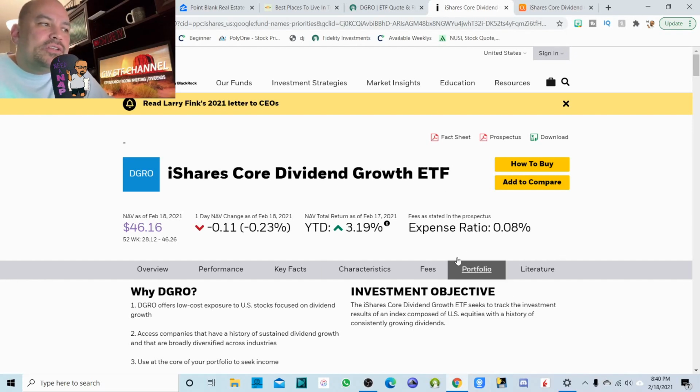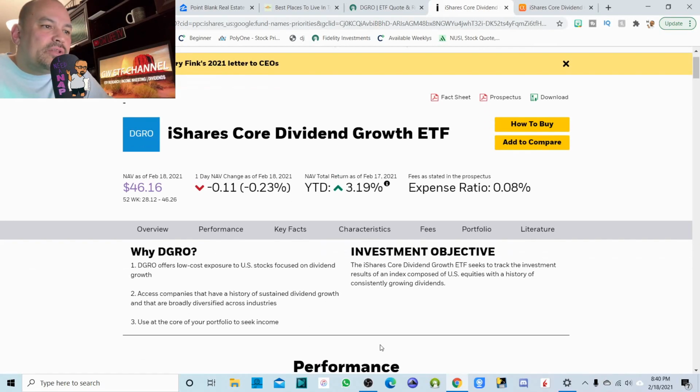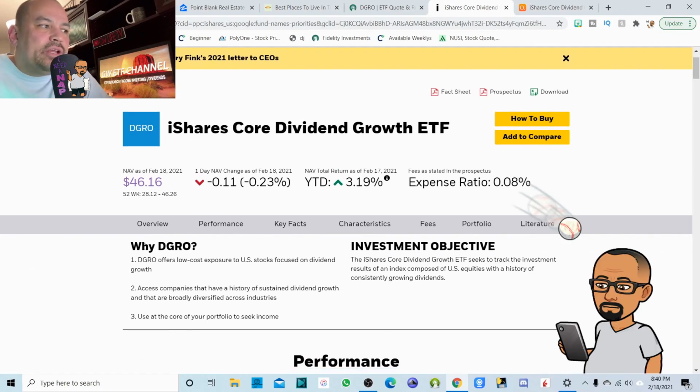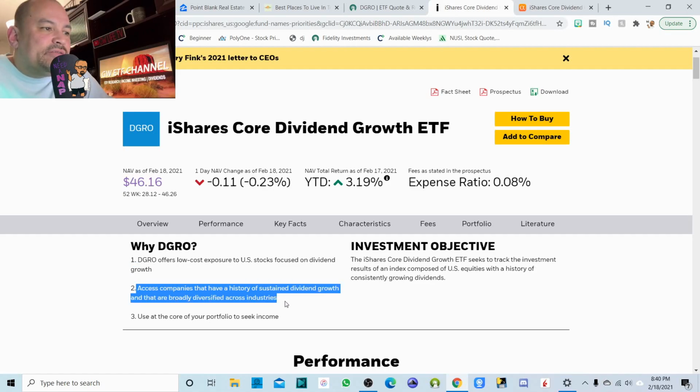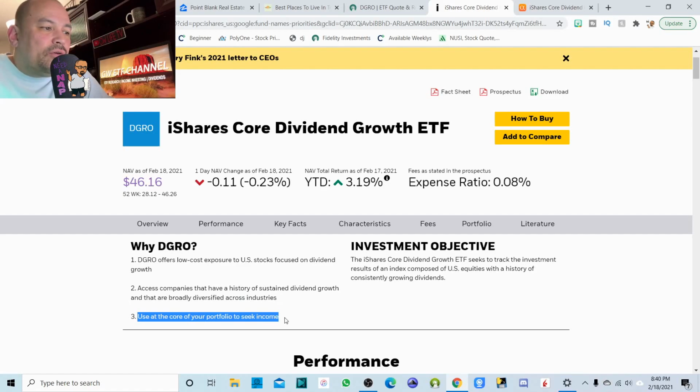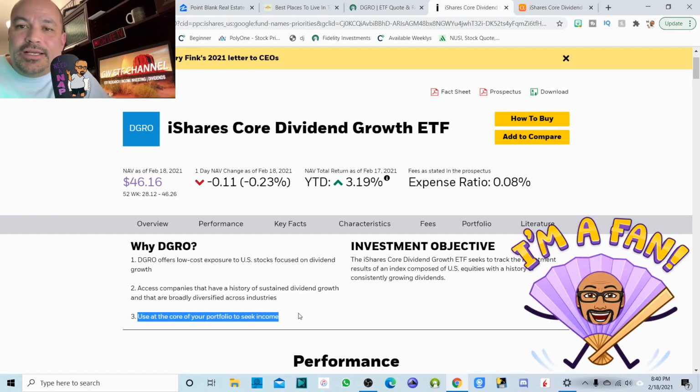The first thing I like to do is go over the overview here, which is why DGRO. It says DGRO offers low-cost exposure to U.S. stocks focused on dividend growth. Okay, great. Number two, access companies that have a history of sustained dividend growth and that are broadly diversified across industries. Awesome. And number three, use at the core of your portfolio to seek income. I like it. I like it already.